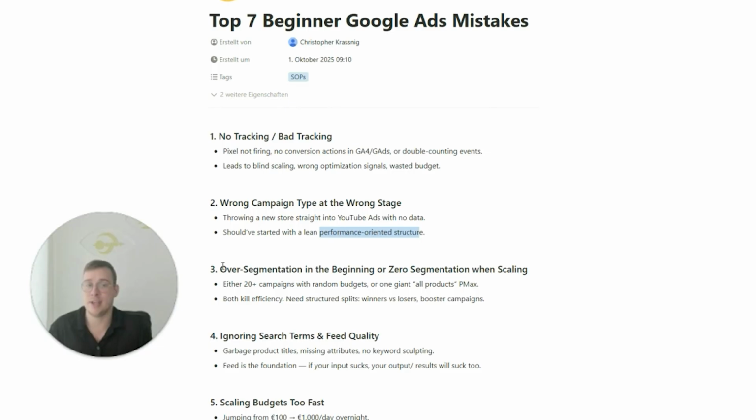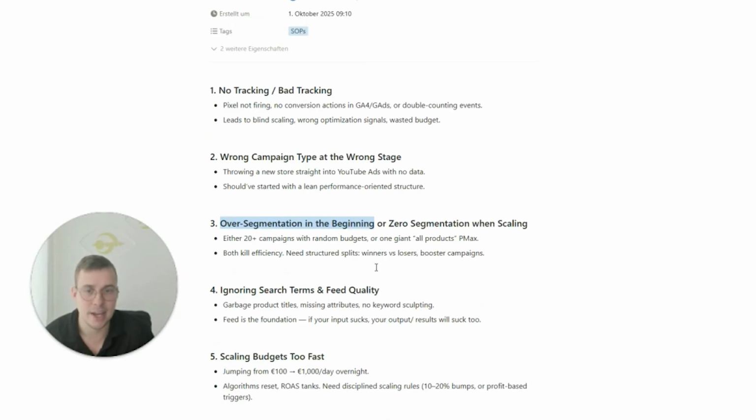And then later on, yes, of course, later on you want to segment it in a way where it makes sense. At least a simple high performer, low performer split. Segment the winners from the losers. Have a booster campaign for, I don't know, new products, whatever makes the most sense. But especially the over-segmentation in the beginning is a very, very common mistake.